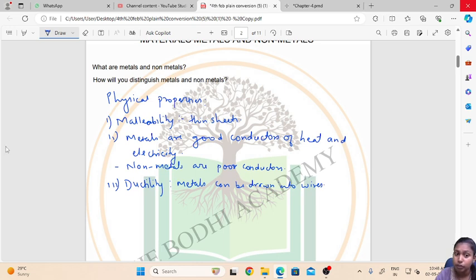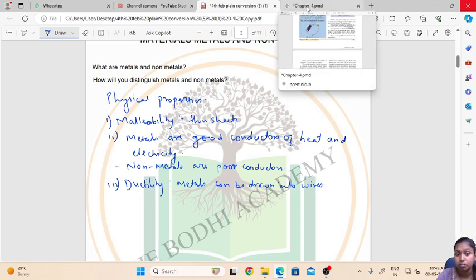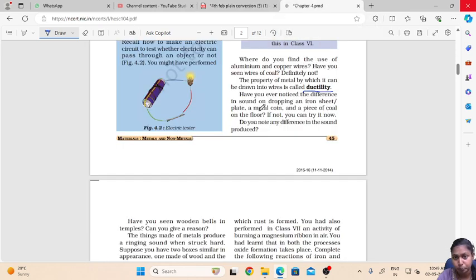So till now we have seen three properties. One is malleability, where metals can be beaten into thin sheets. Second one is metals are good conductors of heat and electricity, whereas non-metals are poor conductors. Third property is ductility. In ductility, we can convert a metal piece into wire.